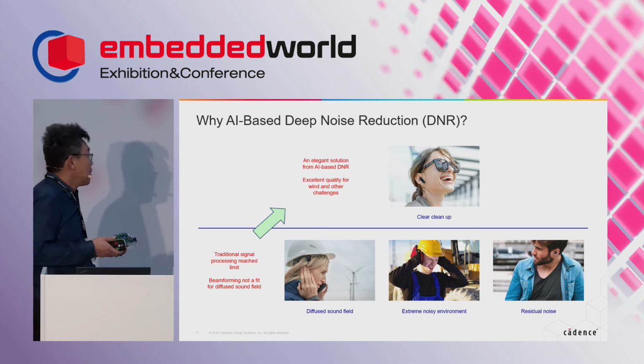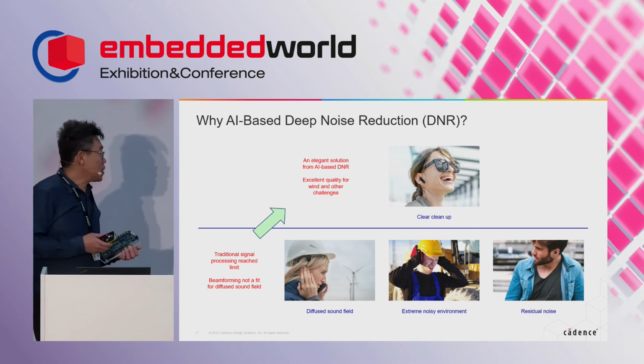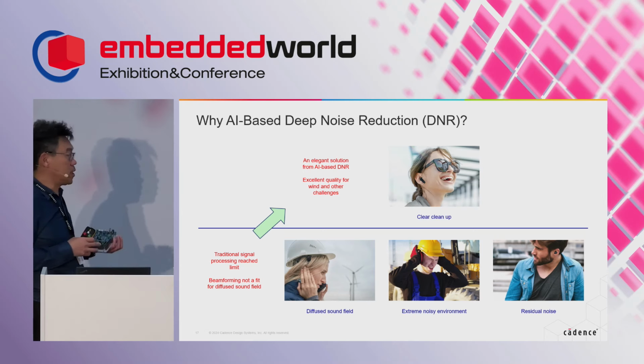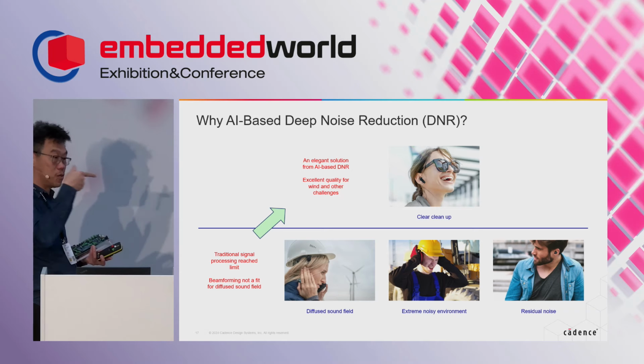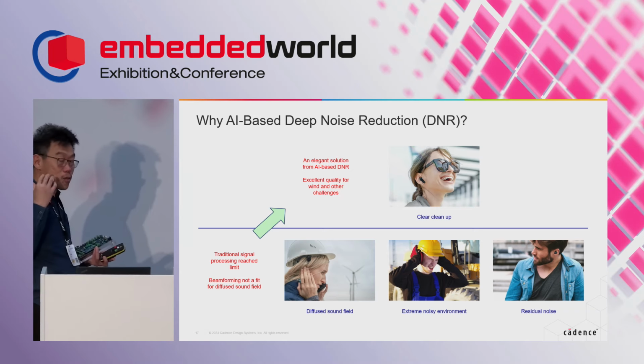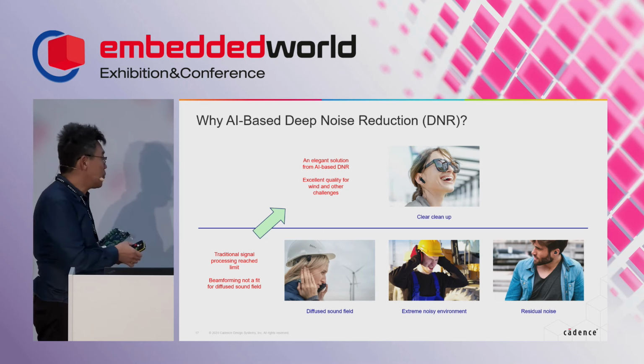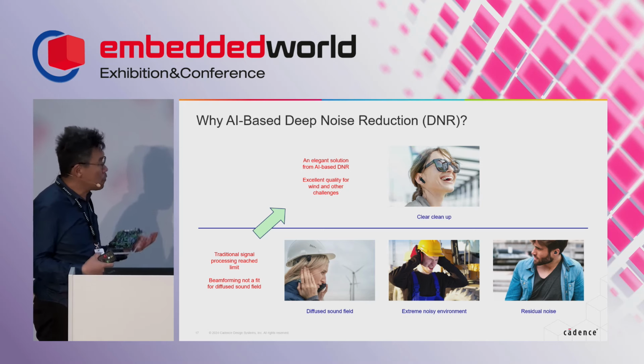Why? Because, first of all, the traditional beamforming is not a good fit if you have a diffuse sound field. Because the beamforming has two microphones, and it points to one direction. So you're trying to reject noise coming from different directions. But what if the noise is all over? Then the beamforming does not work, right? So a diffuse sound field is not good for trying to solve this problem with beamforming.